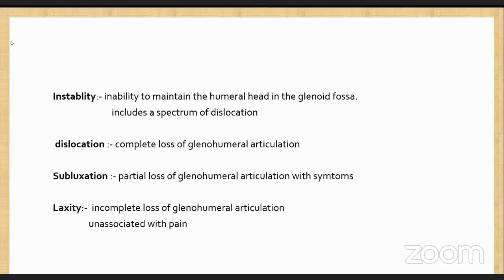The first case which we are going to discuss would most commonly be instability. I will be most surprised if you get a dislocation or a subluxation, and laxity. So the case you are likely to get in the exam is an instability or laxity. We know all about the definitions. Instability is the inability to maintain the humeral head in the glenoid fossa, including a spectrum of dislocation, including habitual dislocation. This could be a collagen type of fiber deficiency. Dislocation is traumatic. Subluxation could be because of repeated dislocation and loss of the soft tissue structure.